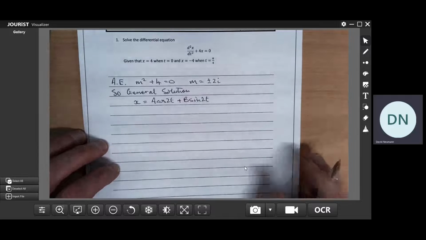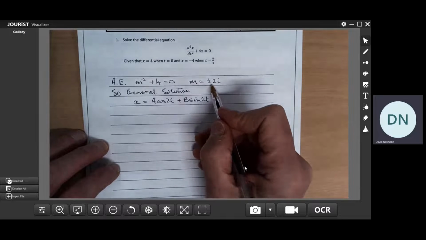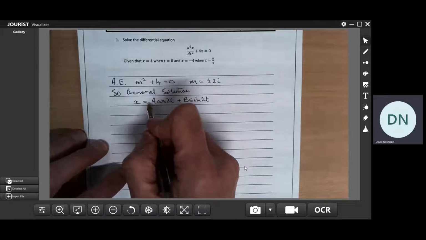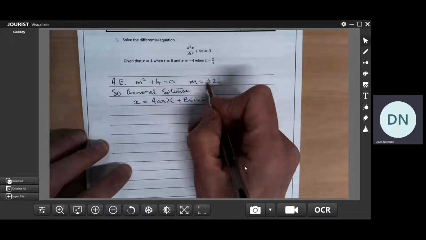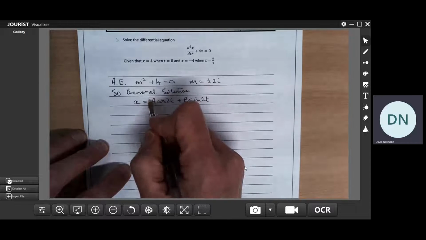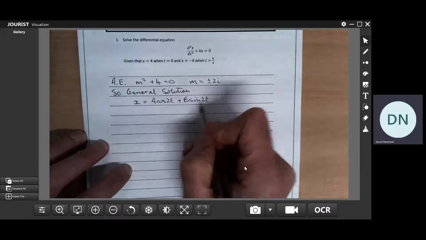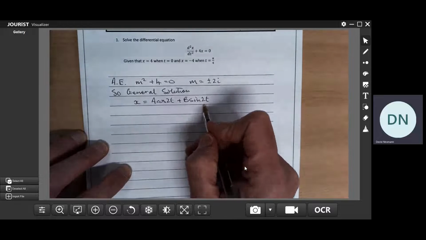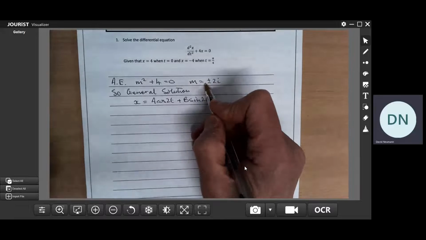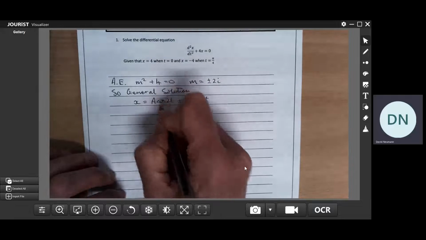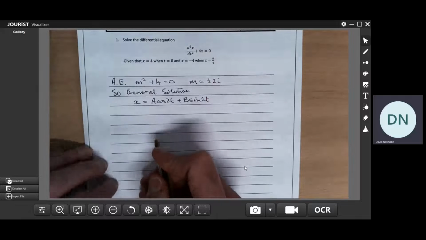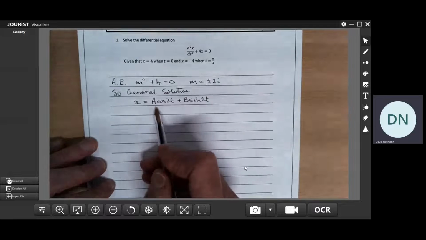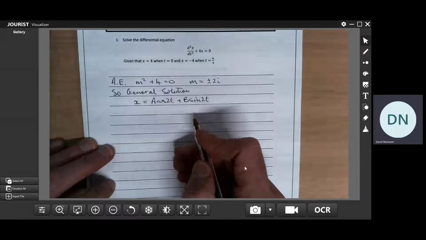Now remember that when we have complex solutions to the auxiliary equation, we normally have e to the power of the real part times t outside a bracket, and then the trig part inside it. But here the real part is 0, e to the 0 is 1, so we can just miss that out here. We've got some values to substitute in to find the values of a and b.